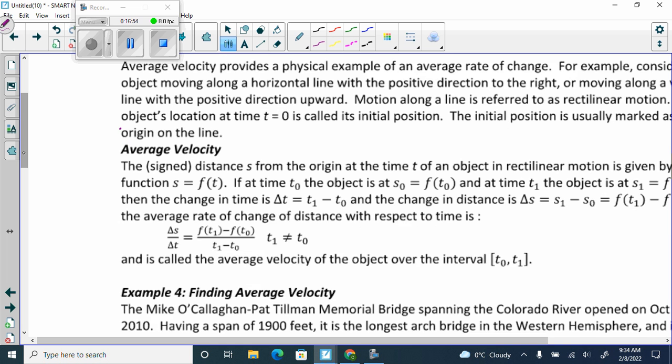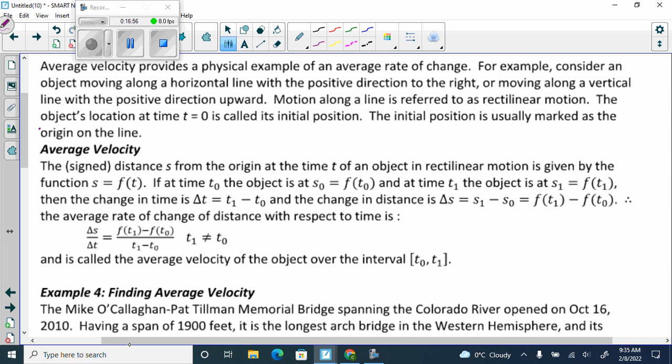Okay. There we go. So the signed distance from the origin at the time t of an object in rectilinear motion is given by the function s equals f of t. If at time 0, so that means the initial position, the object is at s0 equals f of t0. And at time 1, the object s1 is at f of t1. So basically they label s as the distance for some unknown reason instead of d. They often use s. It's just the distance. So if I want the distance at 0, s of 0, I just fill in t at time 0, right? And then if I want s of 1, I fill in time at 1.